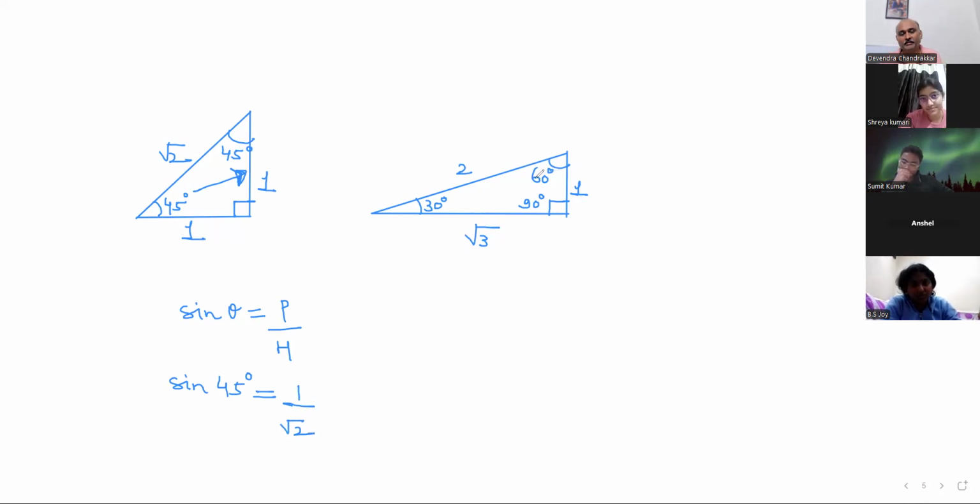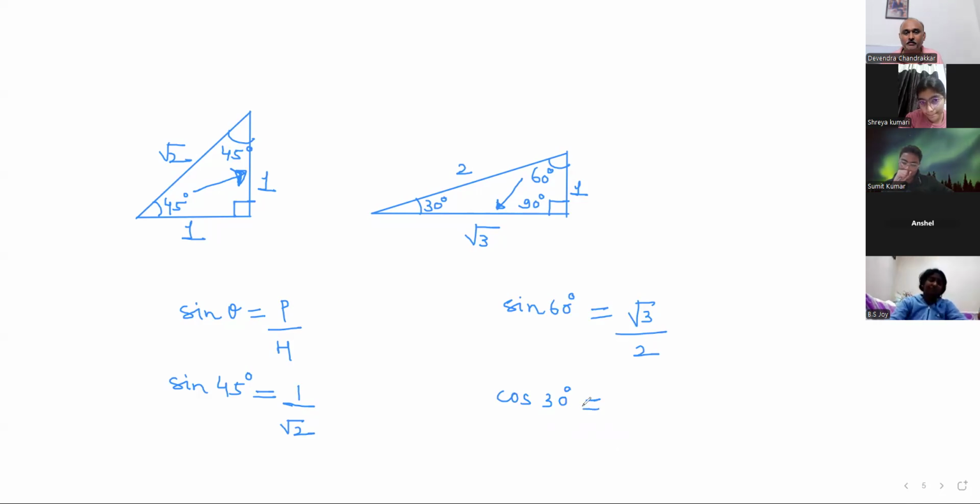ऐसे ही, देखो, sin 60 को देखते हैं. ठीक है, sin 60, for 60 degrees, this is the side which is perpendicular to it, yes or no? Yes, sir. So this is root 3. What is hypotenuse? 2. Cos 30 degrees लिख लो. Side which is adjacent to 30 is this side, yes or no? So that is root 3 again, divided by 2, the hypotenuse. आया समझ में? Yes, sir.